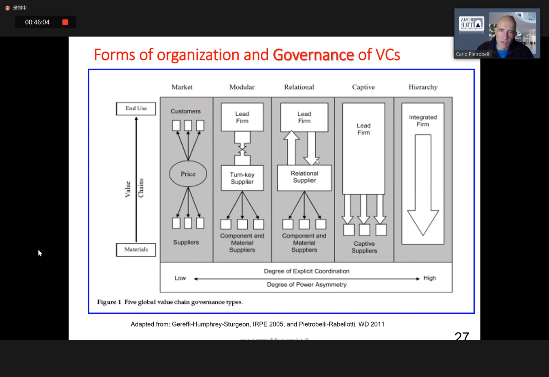Relational, where there's a two-way exchange of knowledge and information, or a captive, where the lead firm would be heavily controlling and monitoring a supplier's captive that are typically exclusive suppliers of the lead firm, and therefore exercising a sort of captive form of governance over their suppliers. And you see that the degree of explicit coordination and power asymmetry is especially high on the right-hand side, whereas here on the left-hand side, in the market form of governance, the asymmetry of power is very limited. We have several customers and suppliers. The degree of explicit coordination is achieved through the market mechanism. So there's no entity in charge of ensuring coordination, but the institution called market.